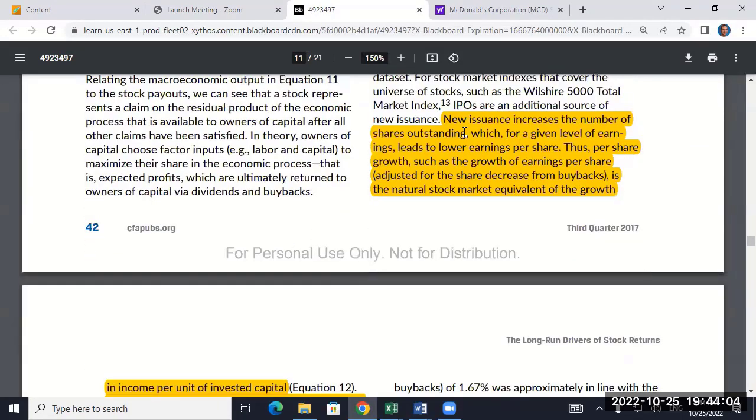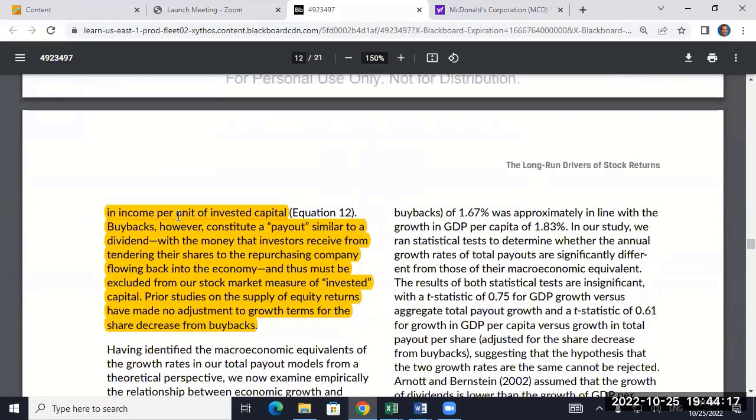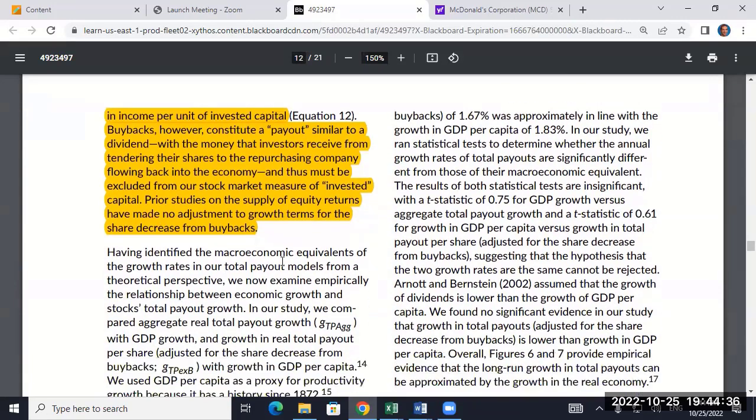New issuance increases the number of shares outstanding, which for a given level of earnings leads to lower earnings growth, which was the case in the past. Firms issued more than they bought back. Per share growth, such as growth in earnings per share, is the natural stock market equivalent of the growth in income per invested capital. Buybacks constitute a payout with the money that investors receive from tendering their shares to the repurchasing company flowing back to the economy, and thus must be excluded from the stock market measure of invested capital. Prior studies on the supply of equity returns have made no adjustments for this.